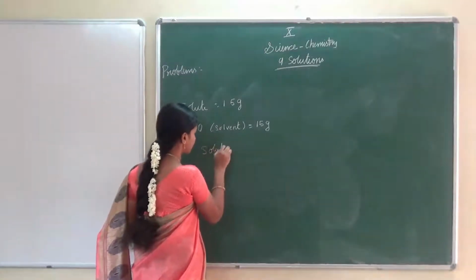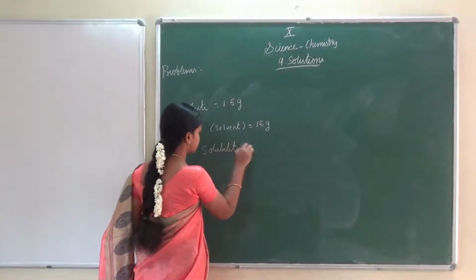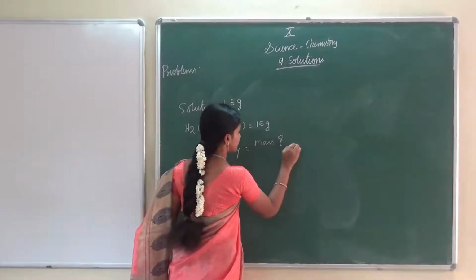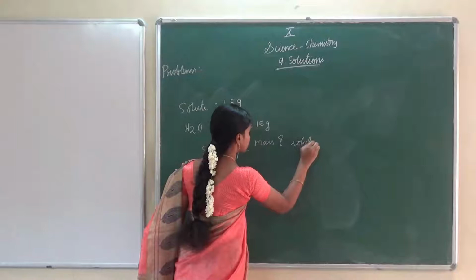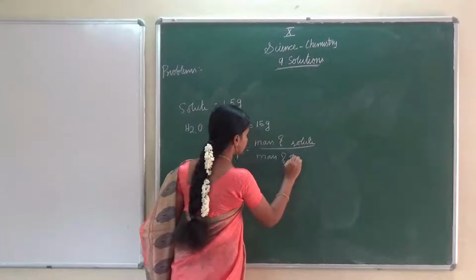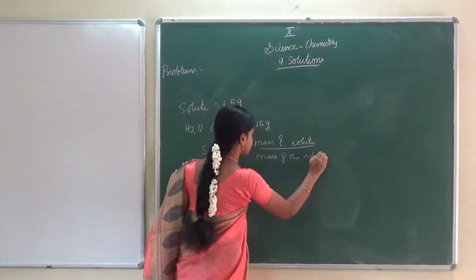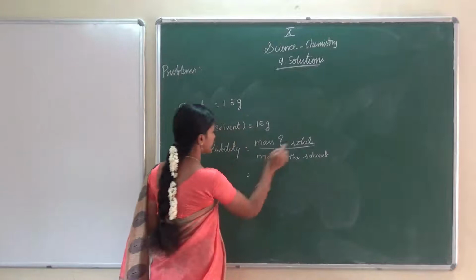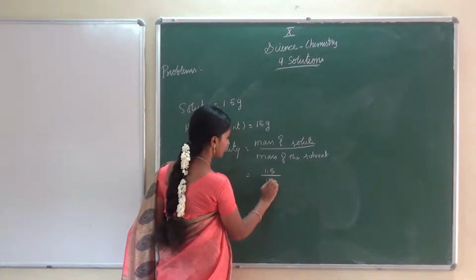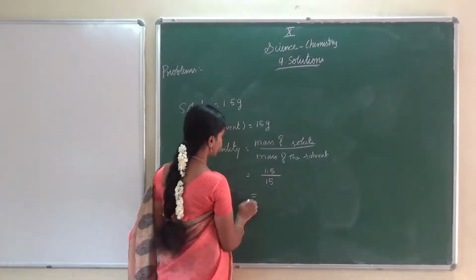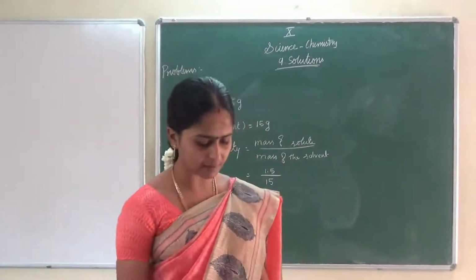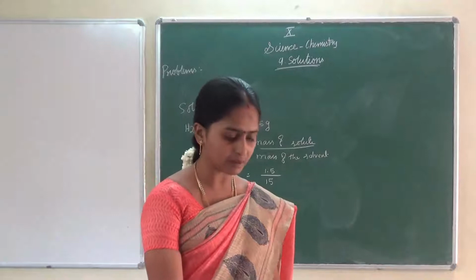So what is the solubility formula? Solubility is equal to mass of the solute divided by mass of the solvent. What is the mass of the solute here? 1.5 grams. Mass of the solvent here is 15 gram. Now we have to simplify it and find the answer.